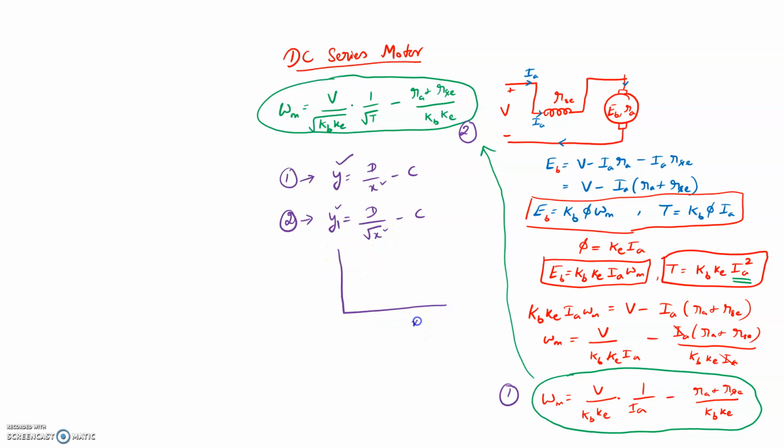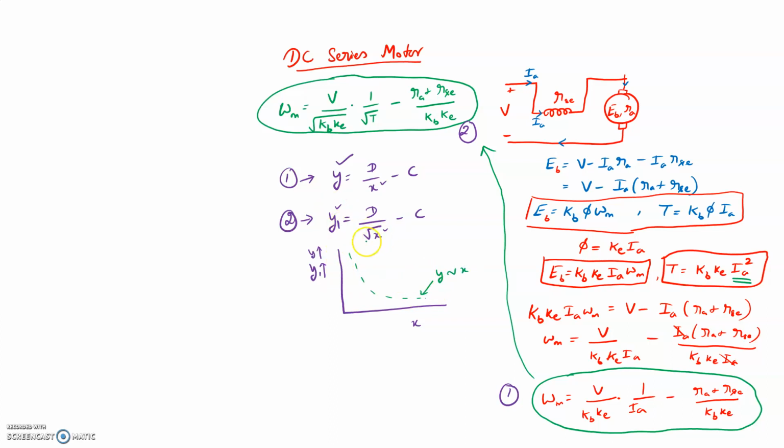So if x will vary in this direction, and y will be here and y1 will be here, how is it going to look? So let us draw this one. What we are going to get for y and x is a curve somewhere looking like this. This is the expression for y with respect to x.